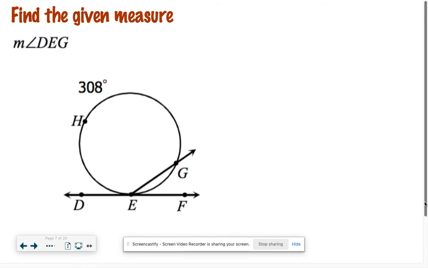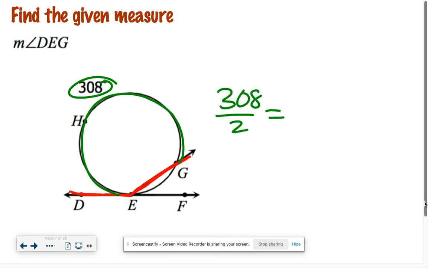So try a few examples with these. We are looking for angle DEG. We're looking for this angle measure. Trace out your intercepted arc. And we are told your intercepted arc is 308. So simply just take 308 divided by 2 and we get 154. Done.